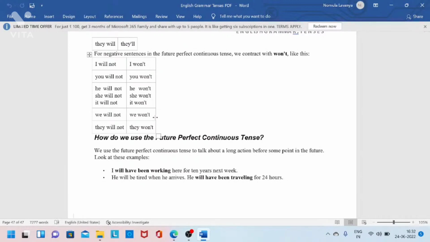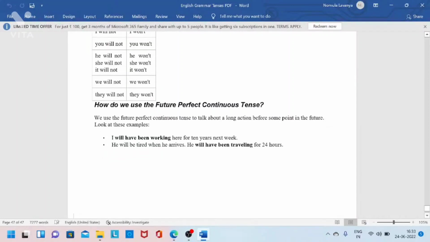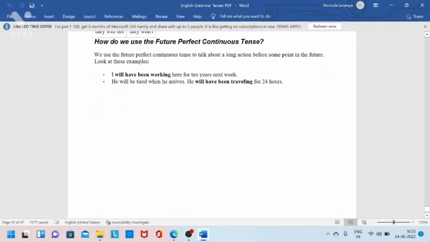Future perfect continuous tense talks about a long action before some point in the future. So I will have been working here for 10 years next week. The action is very long, but not at this point. He will be tired when he arrives. He will not have been traveling for 24 hours. So this is what it is about.